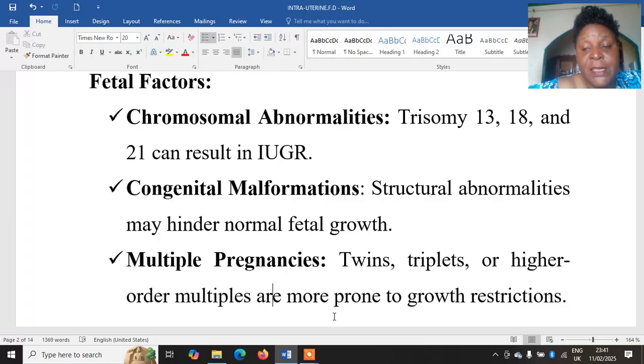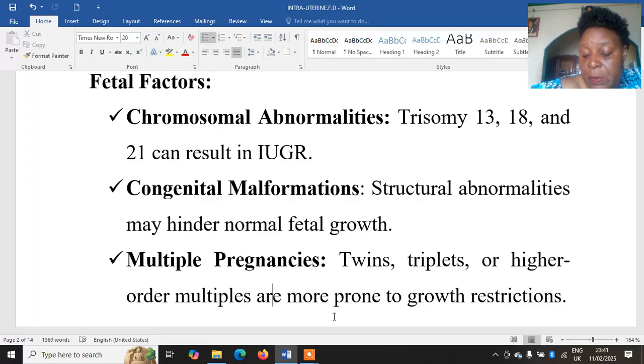Structural abnormalities may involve the main organs we have in the body, like the kidney, the heart, the brain, the liver, etc. When these organs have malformations, of course they affect the growth of the fetus intrauterine.